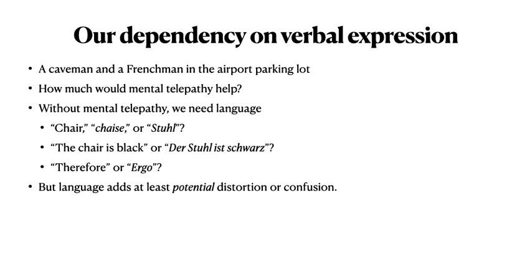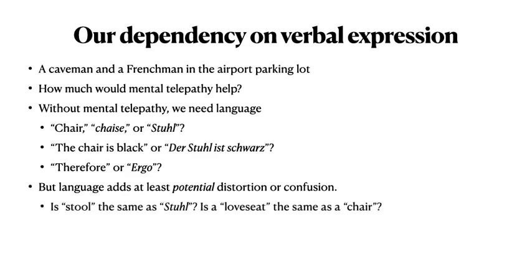But when I have to put my thoughts into words, the language adds at least some potential distortion or confusion. And we can see this easily in the case of different languages. For example, you've probably noticed that the German word Stuhl bears a striking resemblance to the English word stool. But they're not the same thing. Stuhl in German means chair. And as any native speaker of English will tell you, a chair is not quite the same thing as a stool. There's a difference in the actual idea that's communicated by the language.